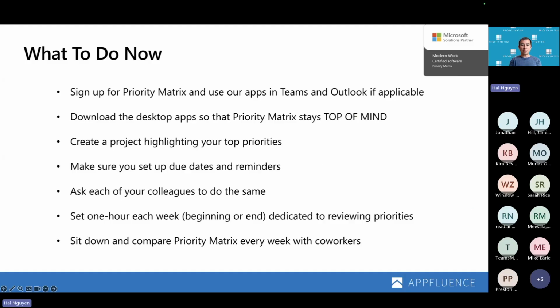And then the last two things here. One, spend one hour each week, at the beginning or the end of each week, dedicated to reviewing your priorities. The reason I make this so explicit is because we spend so much time working on things, we spend so little time thinking about what we should work on. So I hope that's at least one thing you'll change after today's webinar. And then lastly, make sure you sit down and compare Matrix every single week with coworkers, especially if you're a manager. Make sure you talk to your direct reports, and if you're just managing your personal tasks, make sure you share that with your managers so they are aware of the things that you're working on.